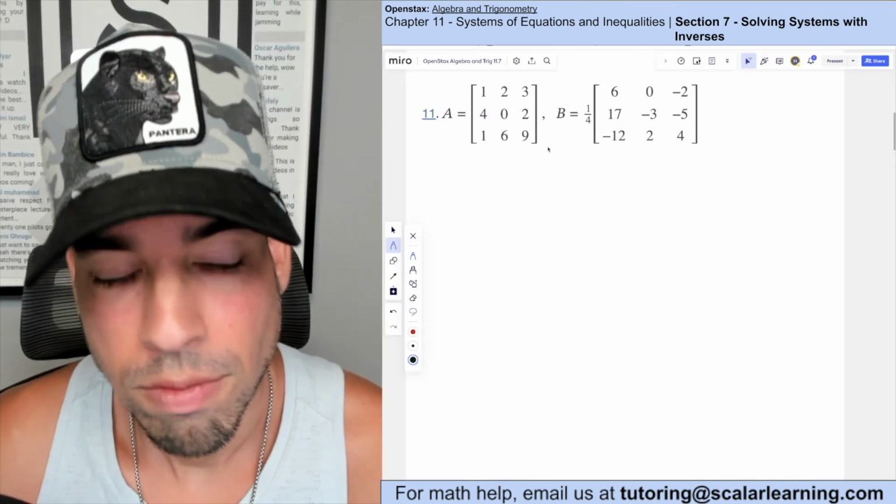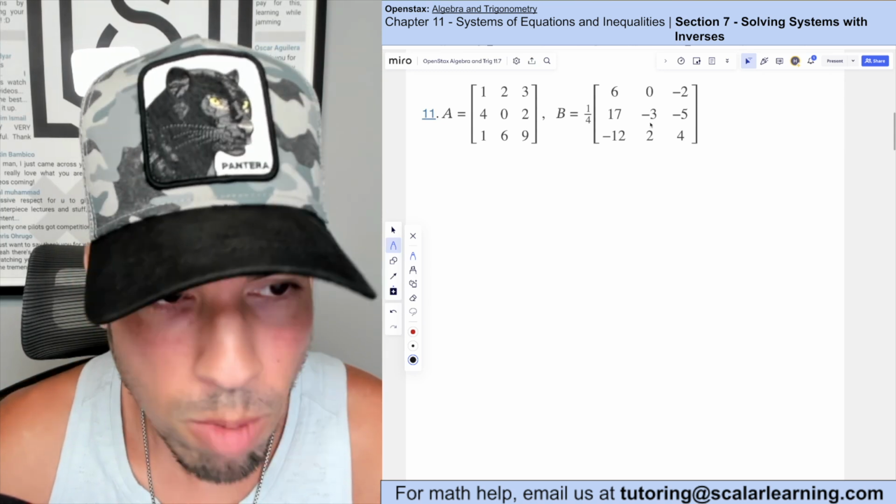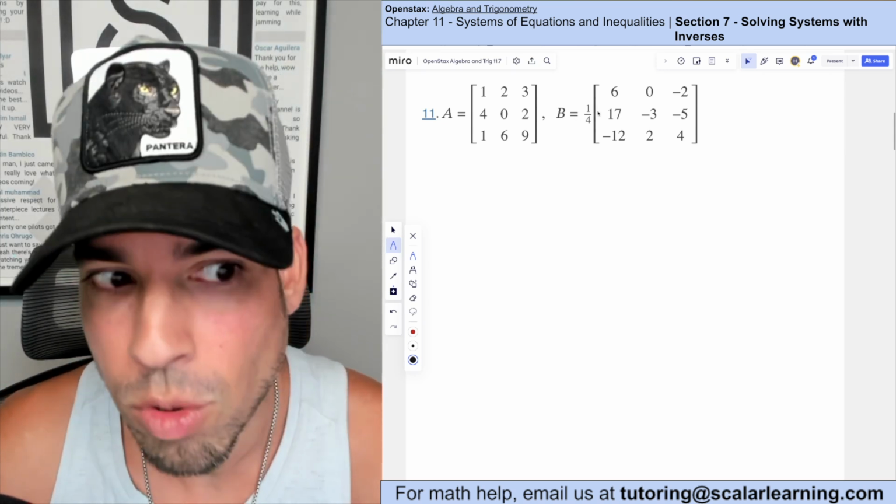Done. To confirm if these are inverses, we're going to multiply them against each other. By the way, there's a 1/4 in front of here.